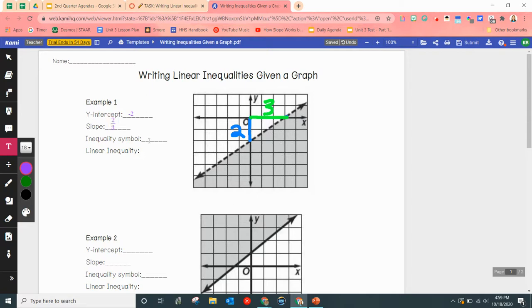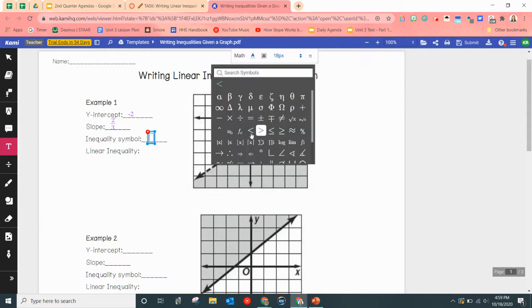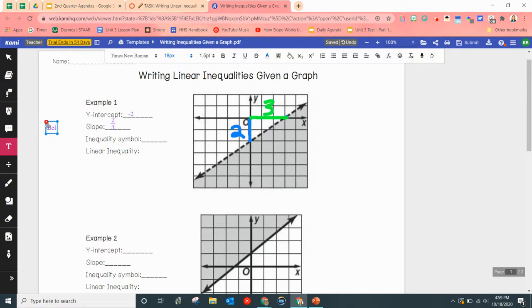Now we need to decide what inequality symbol we need to type. Again, if I click this F and then the little pi thing, it brings up all your symbols here. It's going to be one of these symbols. So which one is it? That's what we need to decide. Are we shading above or below? Let's make some notes over here on the side. I can see that it's shaded below my line. So remember, that's going to have to be less than or equal to.